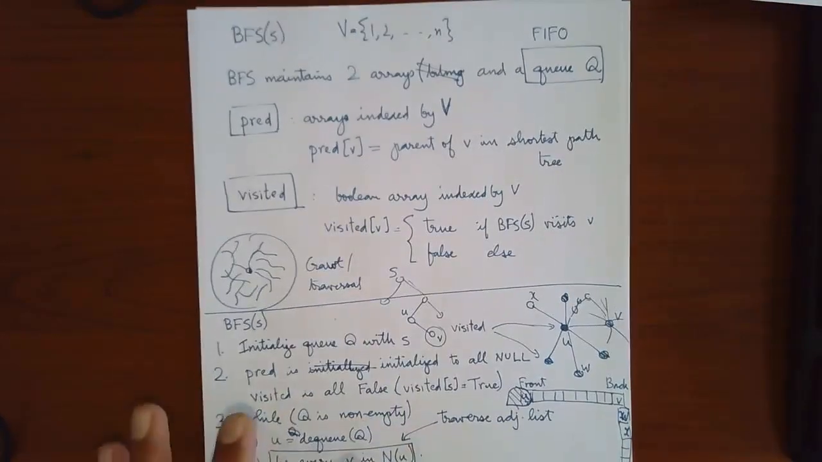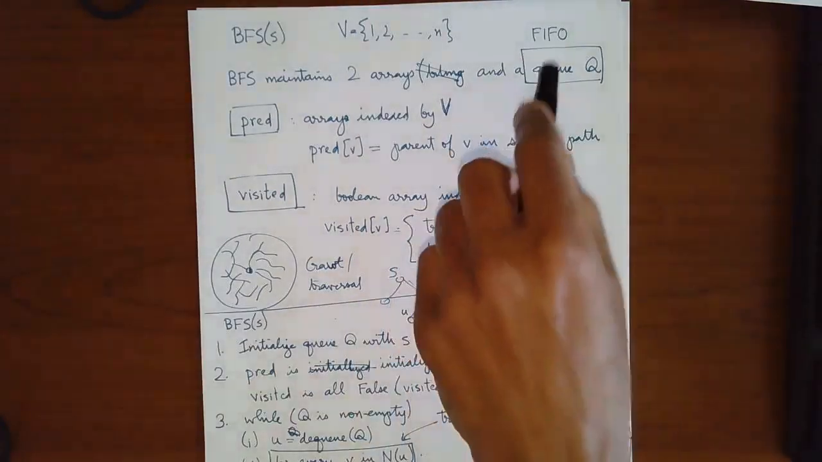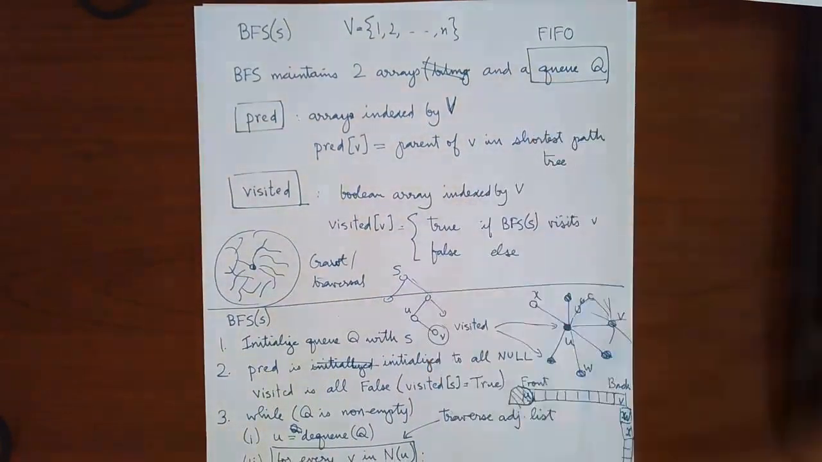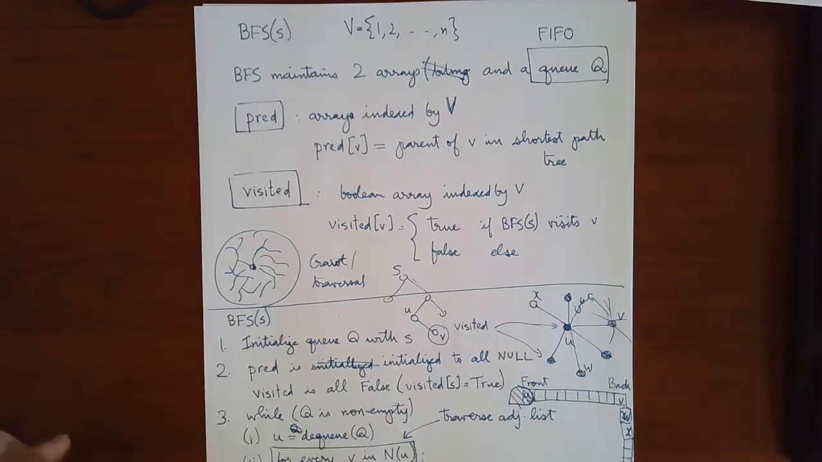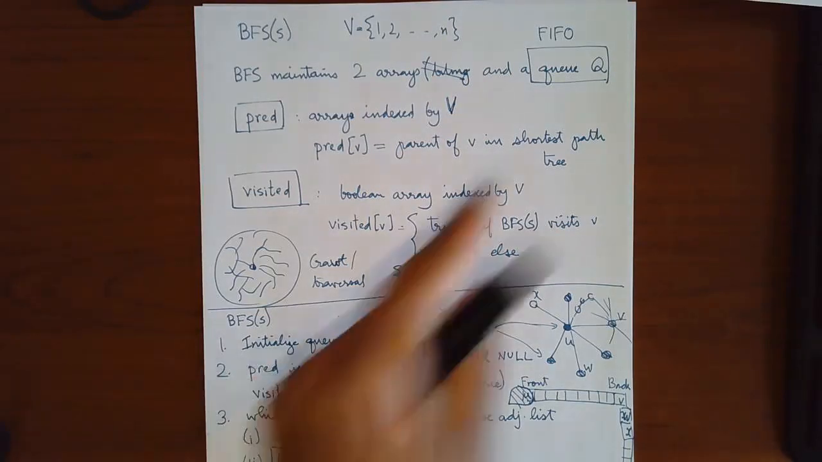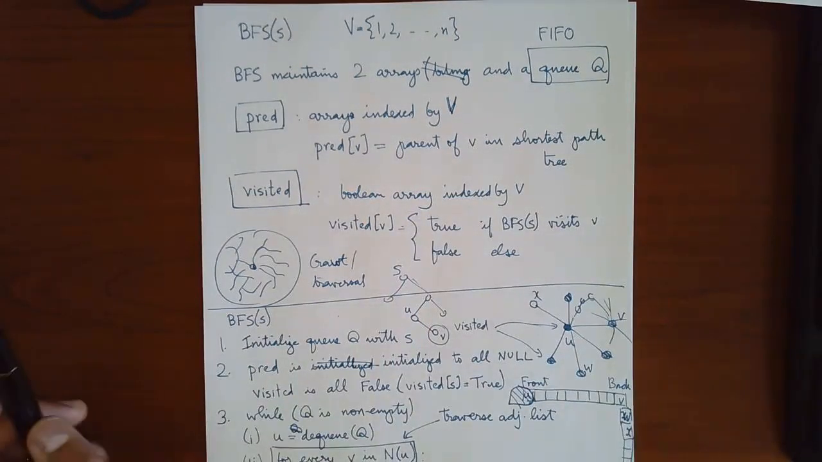What is really important is that because this is first in, first out, the tree that you get is the shortest path tree. Again, it is not obvious why it's a shortest path tree. I'll talk about this in the next lecture. But the shortest path tree emerges because you're using a first in, first out queue.